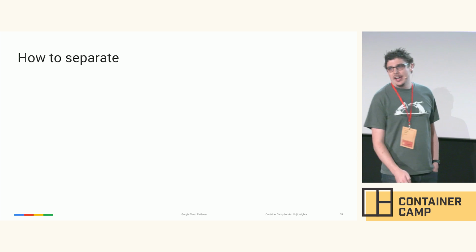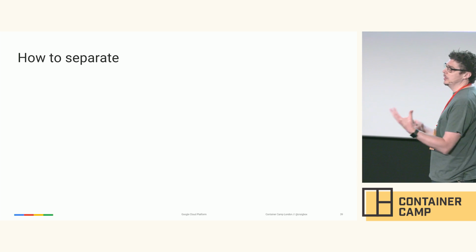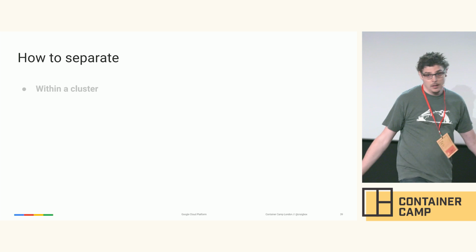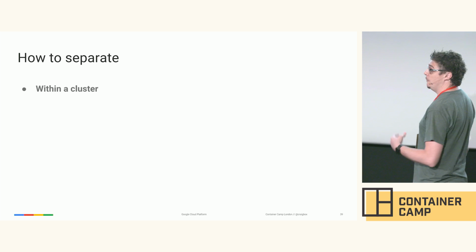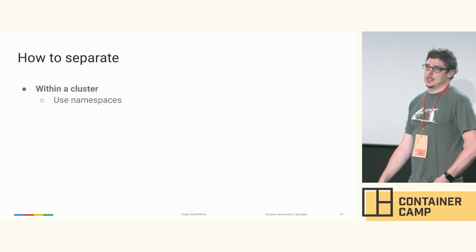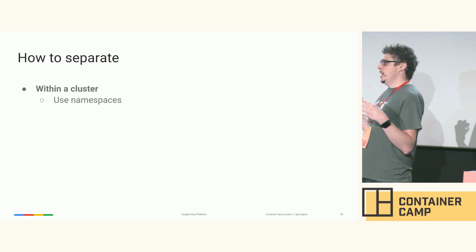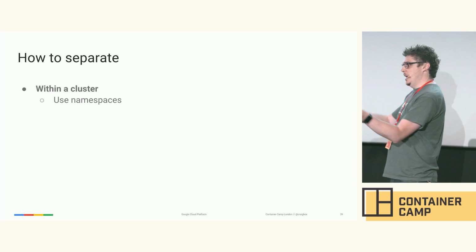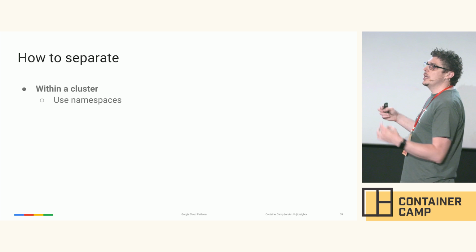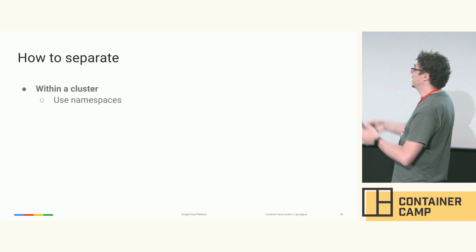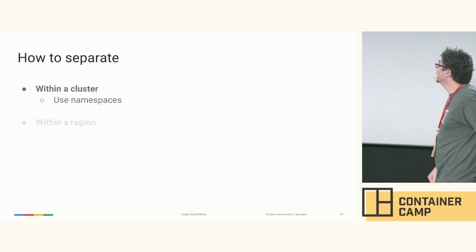So how do we separate our workloads? What do we want to do in the case of one or more clusters? First of all, if you're in the same cluster, just use namespaces. You can say, give this namespace to one group of people, give this to another group of people, and then you get the benefit of that packing densely all on the same machines.